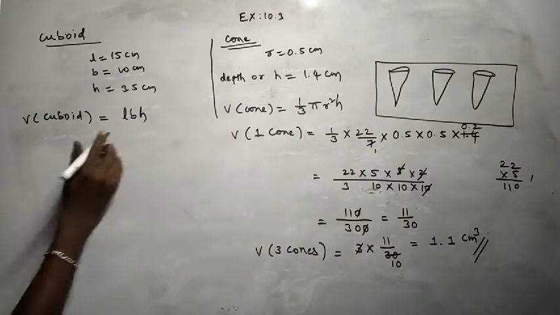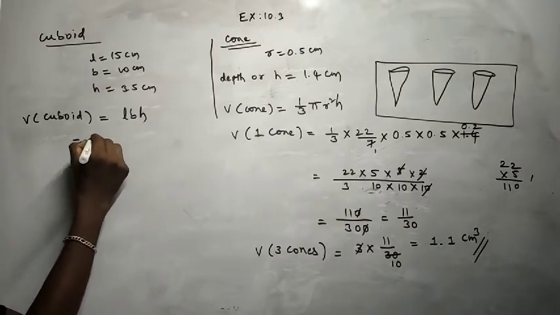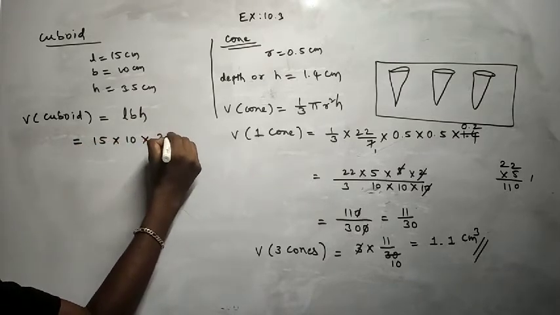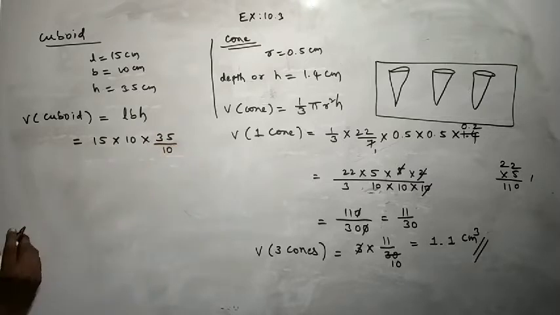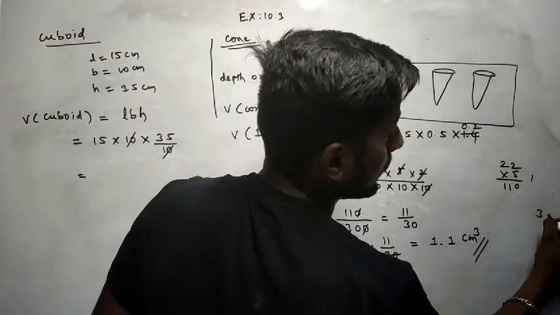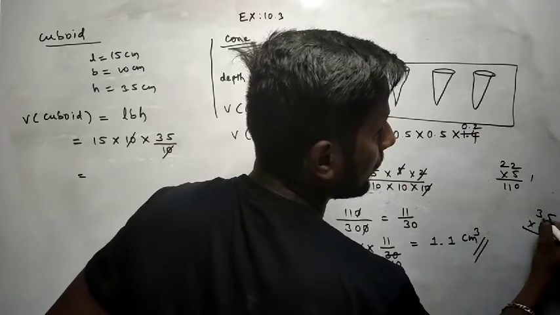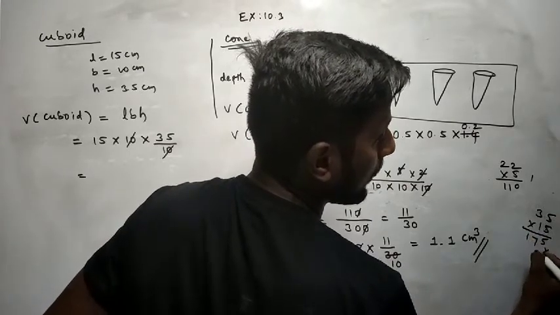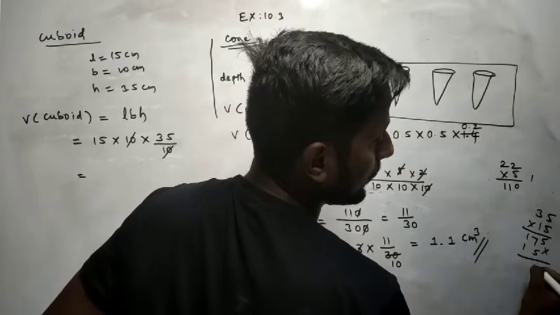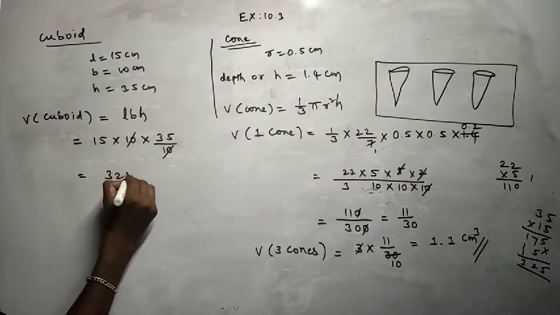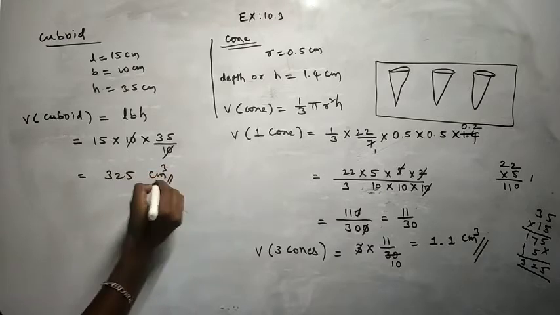Now volume of cuboid is equal to L value 15, B value 10 and H value 3.5, that we will write as 35 by 10. 10 and 10 get cancelled. 15 into 35. 5 5s are 25, 2 carry, 15 plus 2 is 17, and 1, 5. So 325 centimeter cube, right?